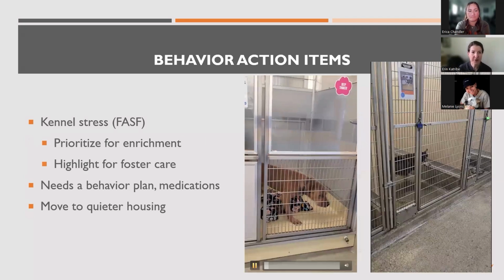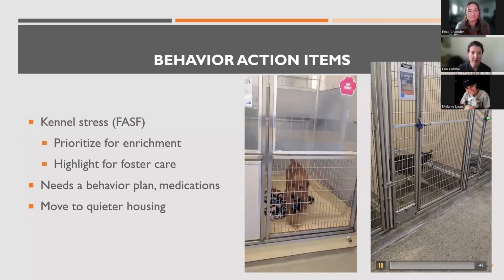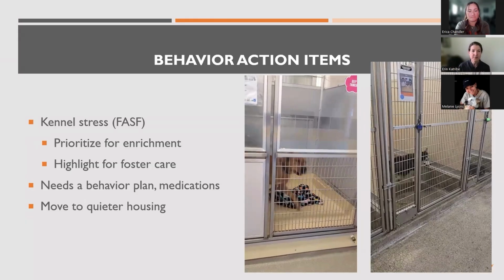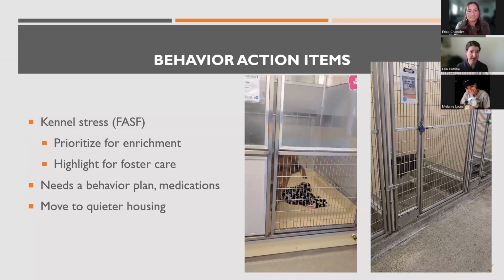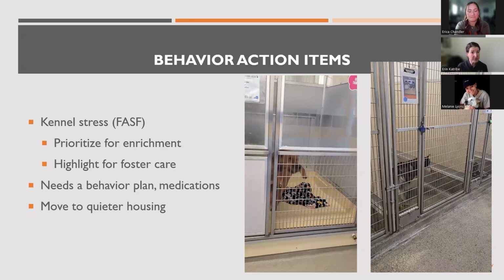Behavior action items, and I'll play these videos so you can see a couple of these dogs. We have signs of kennel stress, so fear, anxiety, stress, and frustration. Maybe our action items become prioritizing these animals for enrichment or an individual plan. Is it highlighting for foster care? A more comprehensive behavior plan, potentially medications. If we have animals that are overwhelmed by the shelter environment, do we have an opportunity to match them to better housing? Do we have quieter housing available?